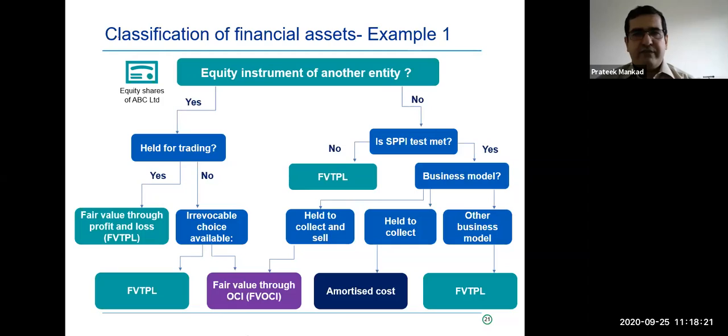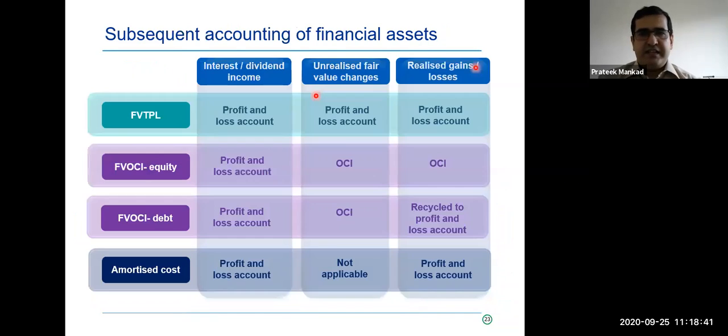Right. So to give a quick recap, equity shares held for trading, yes, FVTPL. Strategic investment, as management, you make a choice, FVTPL or FVOCI. Now, what is the impact on subsequent accounting? For an instrument classified as FVTPL, interest and dividend income is always recognized in P&L. Any unrealized mark to market is always recognized in P&L. Any realized gain or loss is always recognized in P&L.